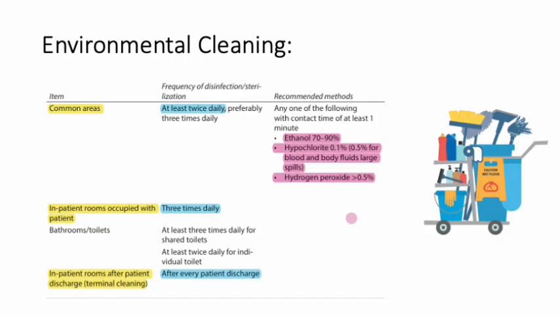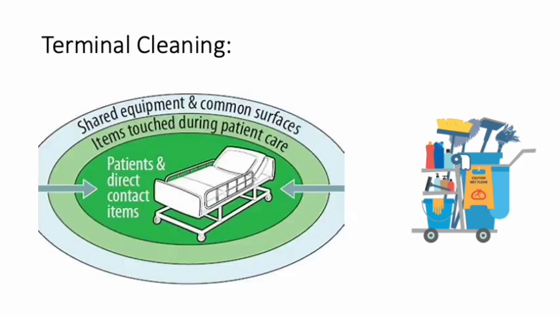70 to 90% alcohol, hypochlorite solutions or hydrogen peroxide with ensuring proper contact time should be used for environmental cleaning, and terminal cleaning post discharge is mandatory, which includes thorough disinfection of surfaces and floor and replacement or laundering of linens and curtains.